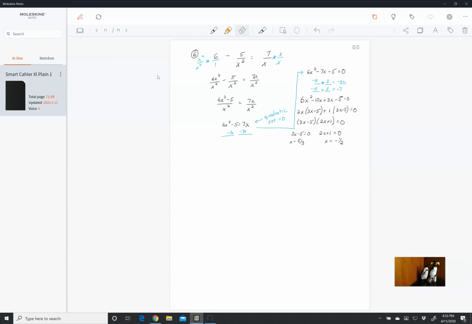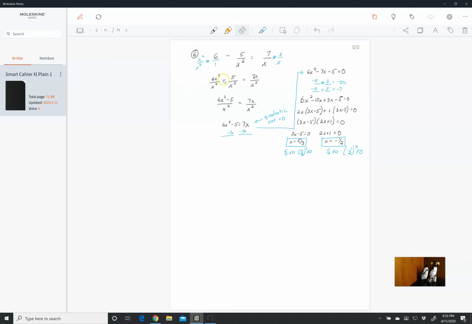Neither one of these is extraneous. 5 over 3 is not equal to 0, and 5 over 3 squared is not equal to 0. So this is a solution. And negative 1/2 is not equal to 0, and negative 1/2 squared is not equal to 0. Notice we're plugging into the original denominators. So you still need to check for extraneous solutions.